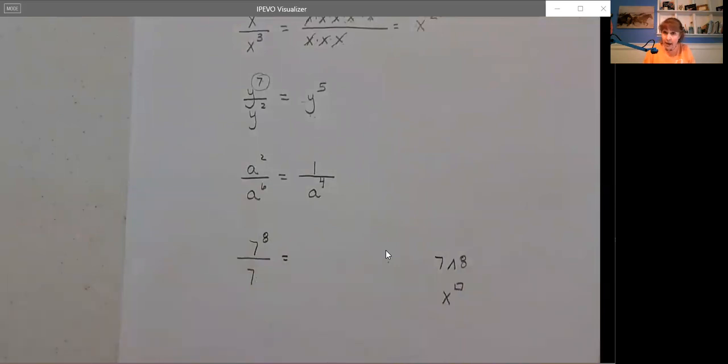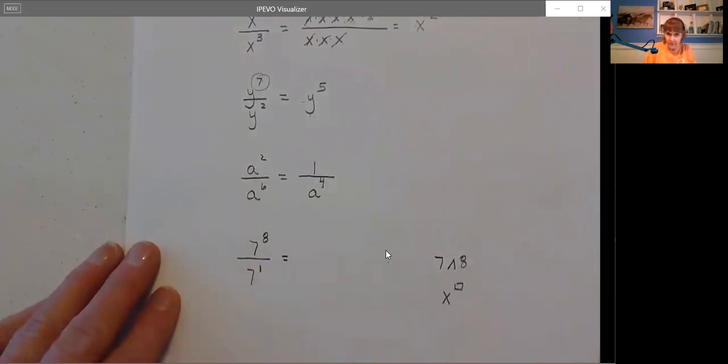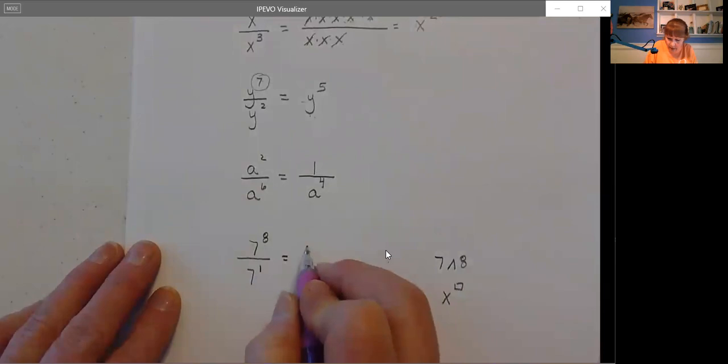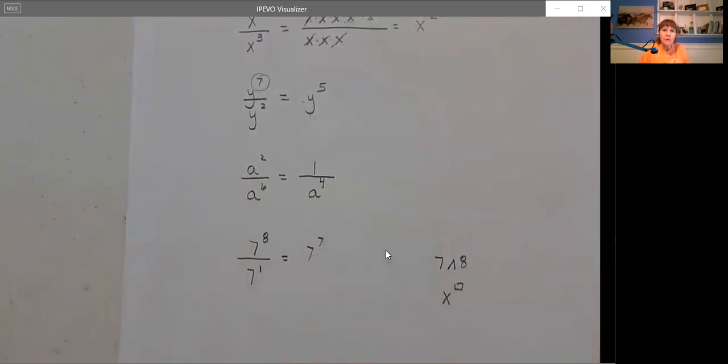So I will subtract the exponents. This is a 1, okay? Remember, that's a 1. So I will have 7, 8 minus 1 is 7. 7 to the 7th power is correct. Just don't put 49. It's 7 times 7 times 7 times 7 times 7 times 7 times 7 is the answer. So it's a rather large number, 7 to the 7th power.